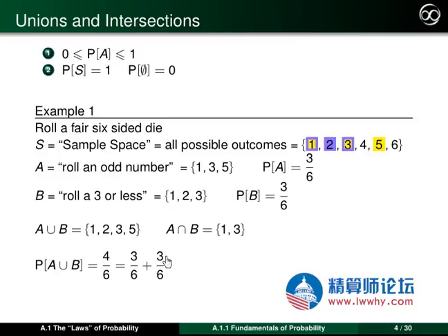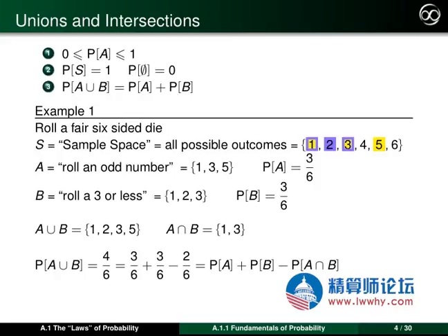I double counted them. So I want to subtract off the probability of A intersect B, the things I double counted. So what we get here is that the probability of A union B is the probability of A plus the probability of B. But then I subtract off the probability of A intersect B. I subtract off those things that were colored in both colors, that were double counted, to get the correct answer. And that's going to be my updated third axiom.